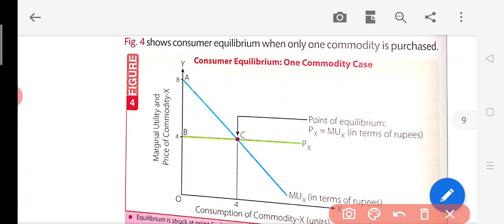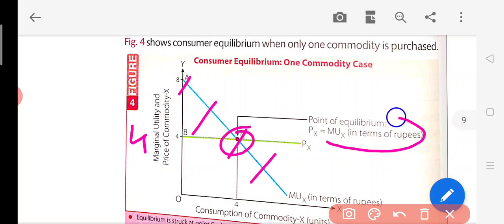You can see here that the PX, which was 4, is a constant line, a straight line, which shows that every time we are paying 4 rupees. But our MUX, marginal utility, is decreasing continuously. It is going down from left to right, meaning it is decreasing. In the beginning it was 8, then it was 6, maybe then it comes to 4. So it is reducing, then maybe it is 2 here. So what is happening over here? At this point, where it is cutting, here MUX in terms of money is equal to PX.